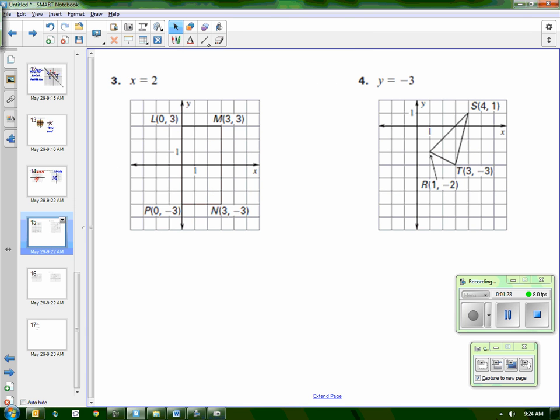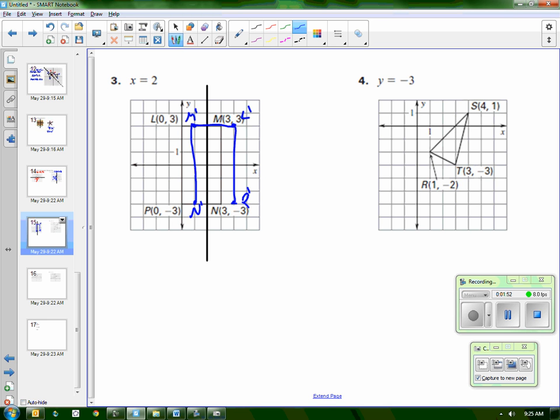The line x equals 2 is a vertical line. That's what messes people up the most. X equals 2 is a vertical line, and if you draw it, I think it's easy to reflect. You can just say I'm 1 to the right, so I need to go 1 to the left. That's M prime. I am 1, 2 to the left, so I need to go 2 to the right. That's L prime. I am 2 to the left down here as well, so that's P prime, and I'm 1 to the right, so that's N prime. And you end up with your rectangle right here.